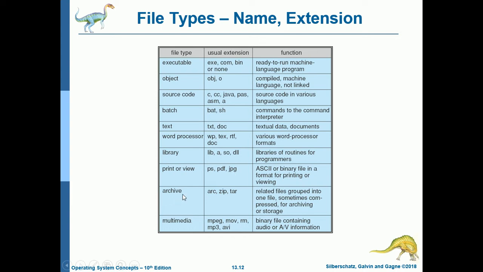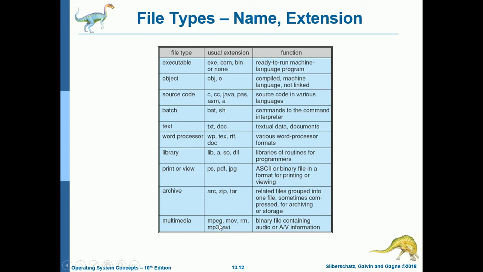And then we have archive. We have, of course, .arc, .zip, and .tar. So tar came from the name tape archive files, that's why it's called tar. These are related files grouped into one file, sometimes compressed for archiving or storage.